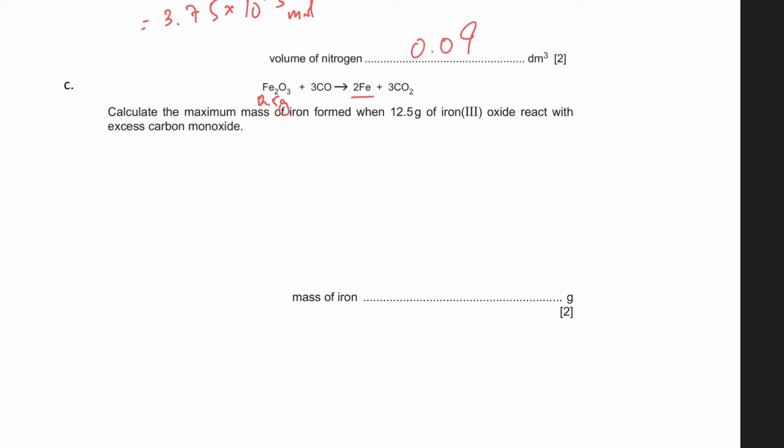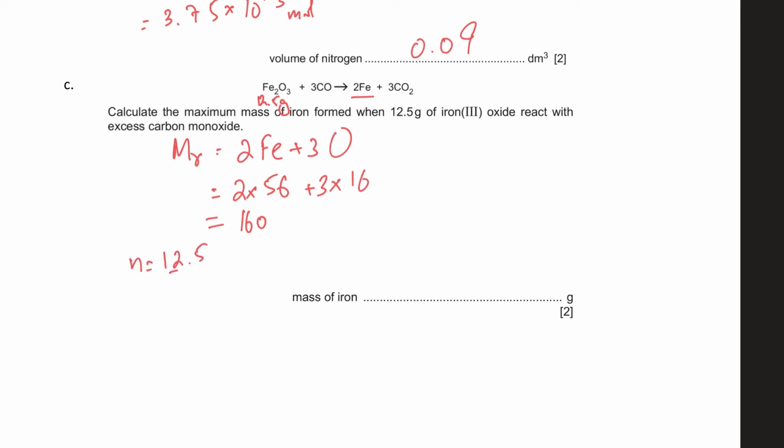So the first thing we should do is figure out how many moles of iron 3 oxide we actually have. So MR of iron 3 oxide is what we should start with. MR is going to be 2 iron plus 3 oxygen. You plug in the values, 2 times 56 for iron plus 3 times 16 for oxygen, and you get your answer, 160. Now that is the 160 grams of 1 mole iron 3 oxide. I have 12.5 grams, so number of moles is going to be 12.5 divided by 160, and that's my number of moles of iron 3 oxide.